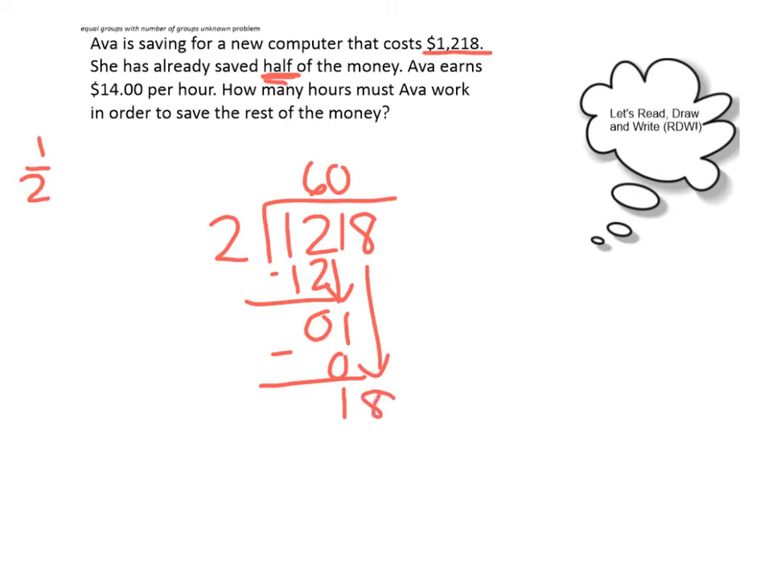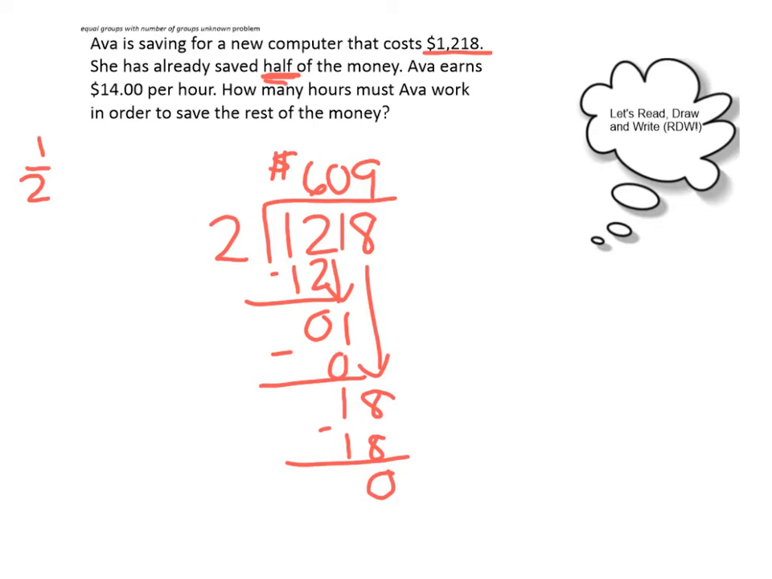Bring down the 8. 2 goes into 18. How many times? I know that 2 times 9 is 18. 9 times 2 is 18. And I get 0. So she has already saved $609, which means she needs to save another $609 more.